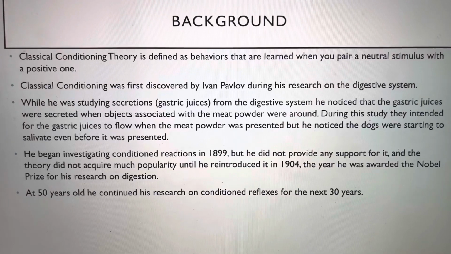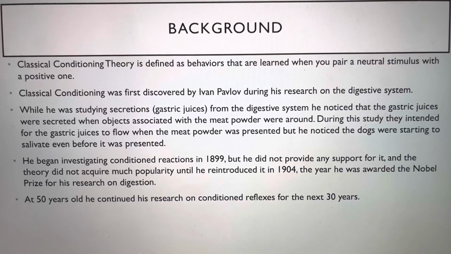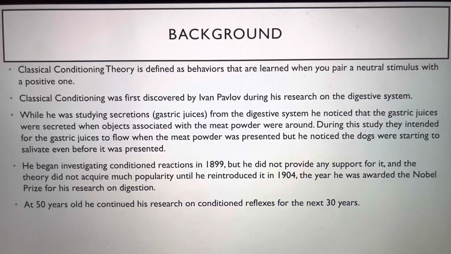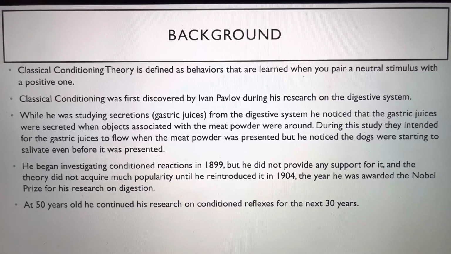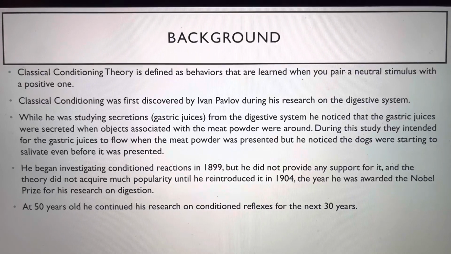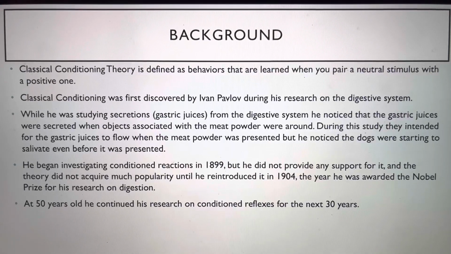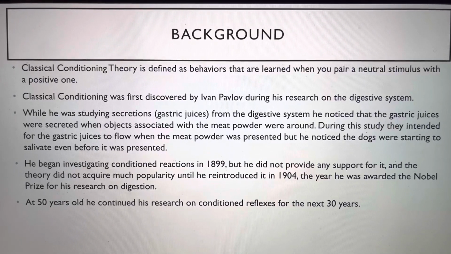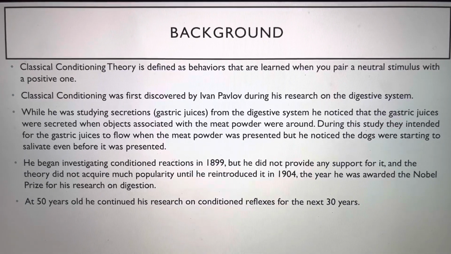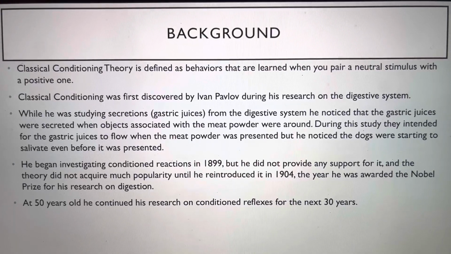The classical conditioning theory is defined as behaviors that are learned when you pair a neutral stimulus with a positive one. This theory was first discovered by Ivan Pavlov during his research on the digestive system. While he was studying secretions or gastric juices from the digestive system, he noticed that the gastric juices were secreted when objects associated with the meat powder being presented to the dogs were around. During the study, they did intend for the gastric juices to flow when the meat powder was presented, but this made him realize that the dogs were starting to salivate even before it was presented.